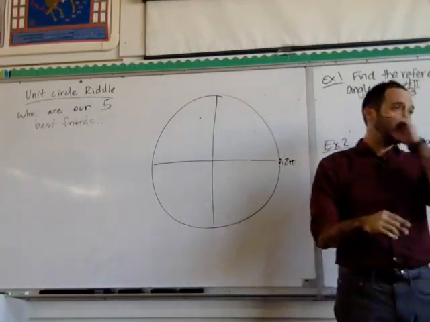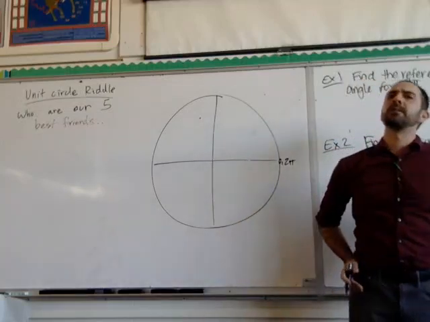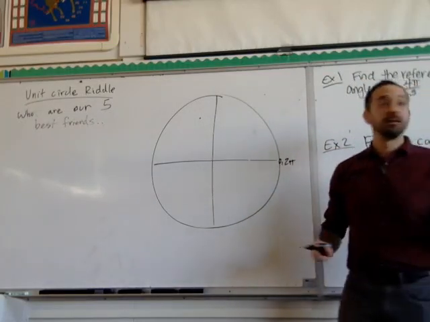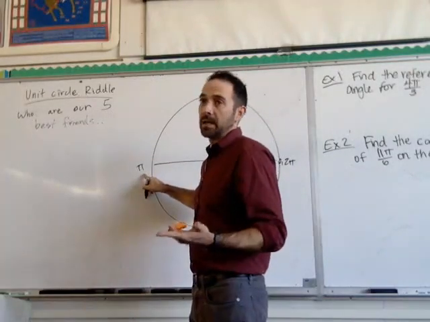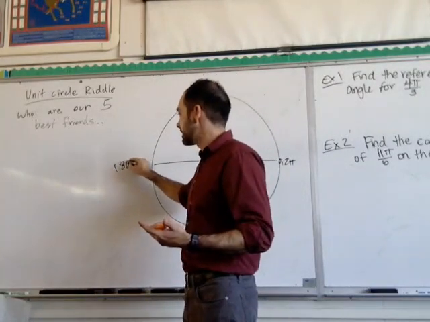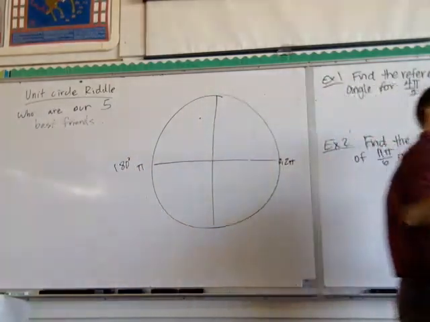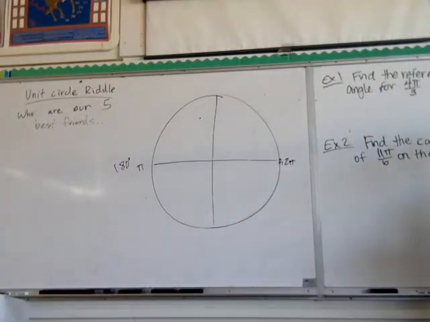What else do we know? Keep them coming. I know you know a lot more than that. Pi is halfway. Pi, that's in radians. Just to help me remember, I know that's 180 degrees. It's halfway around, all the way around is 360.